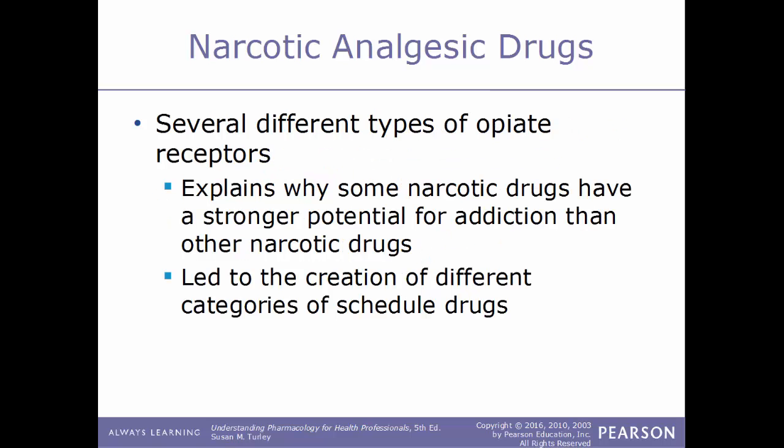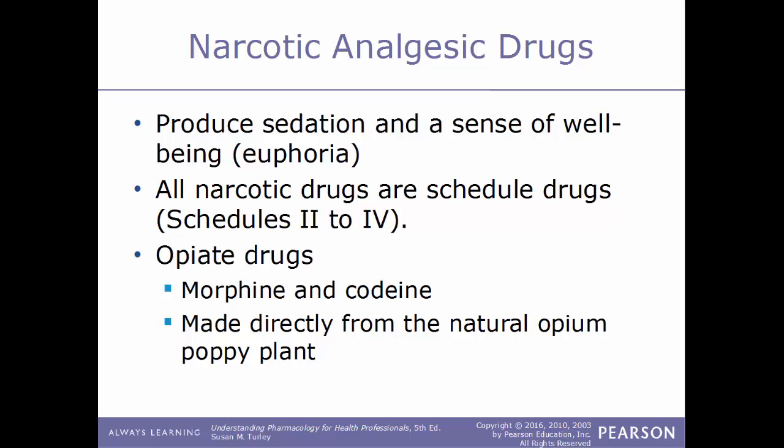There are several different types of opiate receptors, and this explains why some narcotic drugs have a stronger potential for addiction than other narcotics. So this is what has led to the creation of different categories of scheduled drugs. Narcotics can produce sedation and a sense of well-being, and all narcotic drugs are scheduled drugs, ranging from a Schedule 2 to a 4.